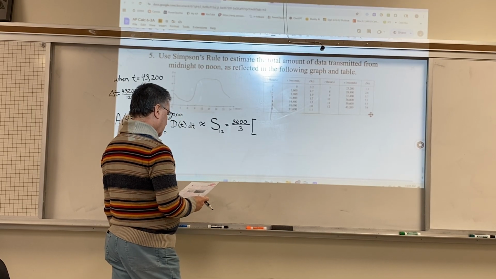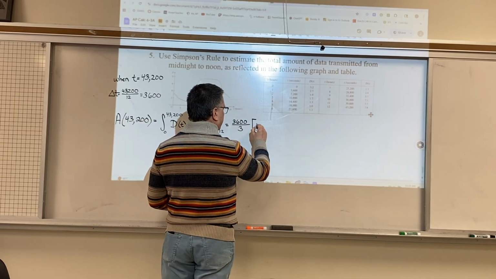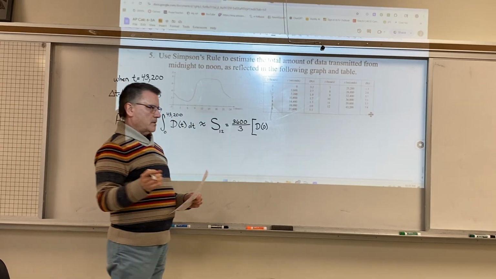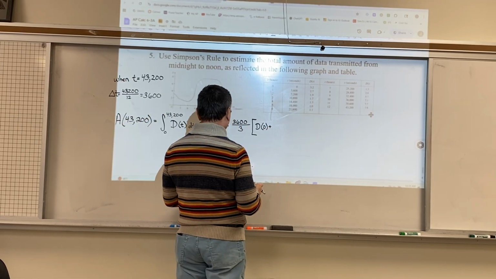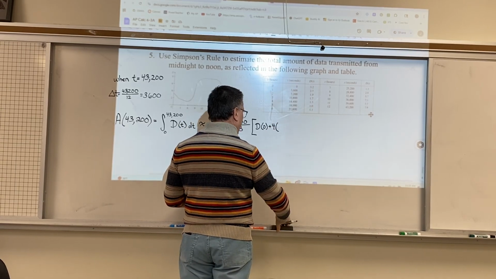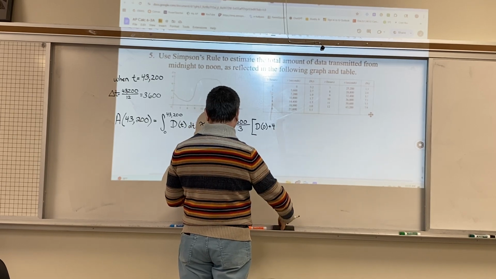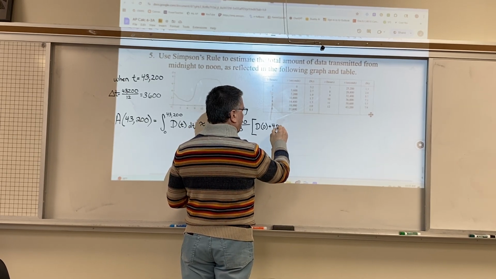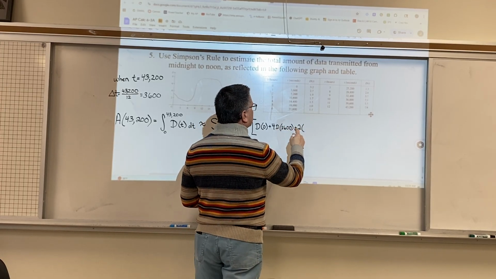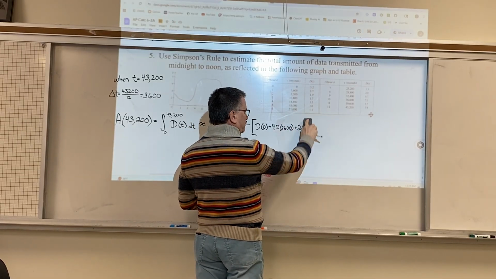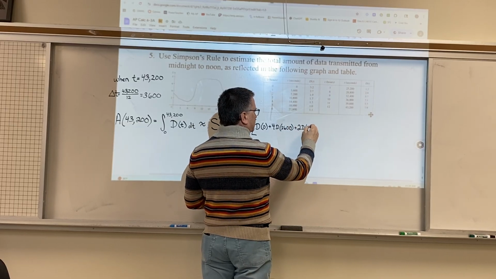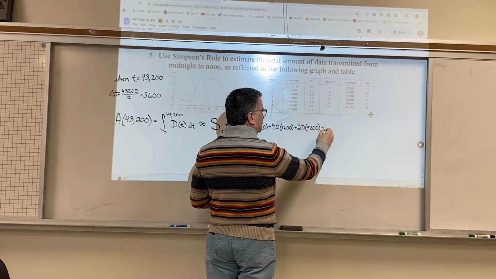So we've got the D of 0. Remember Simpson's, it's plus 4, and I start alternating: 4, 2, 4, 2, 4, 2, 4. For the next one, 3,600, plus 2 times the next one. It's the function plugging in 7,200 next time. Plus dot, dot, dot.